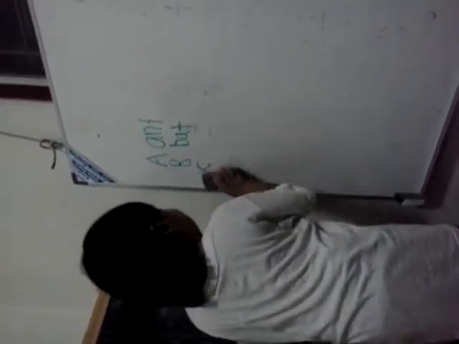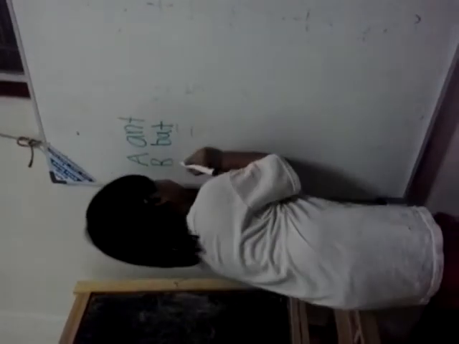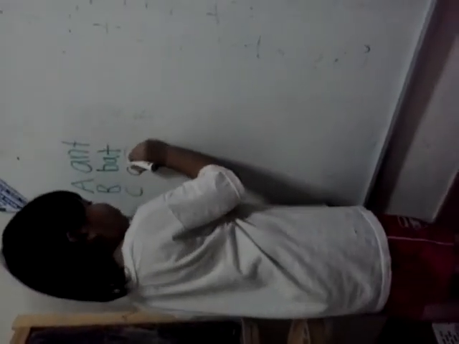Okay. Let's try the letter C. What did I give you for C? C is for cat. Okay, cat. And car. Okay.